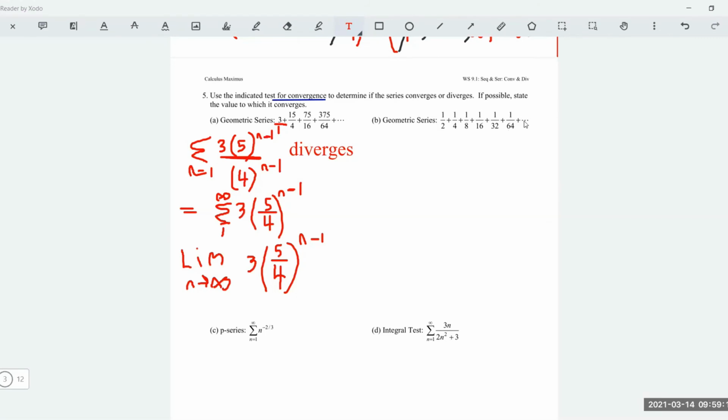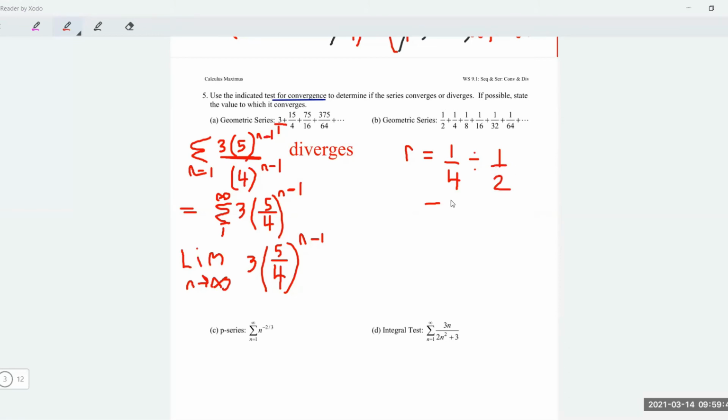Now this one is another geometric series, and I want to show whether this diverges or converges. As you can see, the first term is a half, then a quarter, then 1 over 8. So the common ratio of this geometric series is the second term divided by the first term. The common ratio is 1 over 4 divided by 1 over 2, which is a half.